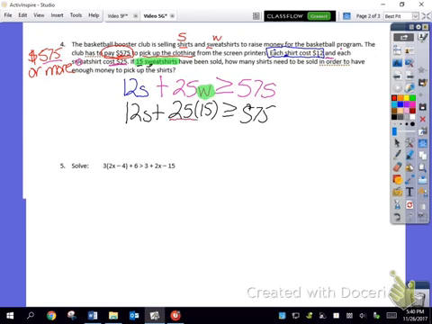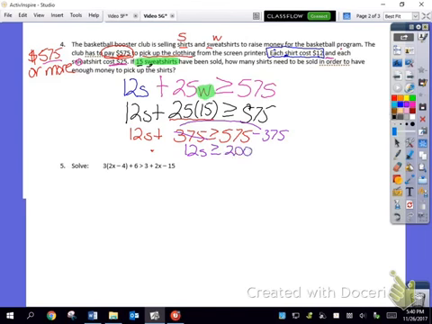So I'm going to do 25 times 15 first. So 12S plus 375 is greater than or equal to 575. And now you bring over the 375, so minus 375, it goes away. 12S is greater than or equal to 200. The opposite of multiplying is to divide, so you divide by 12. So S is greater than or equal to 16.6.